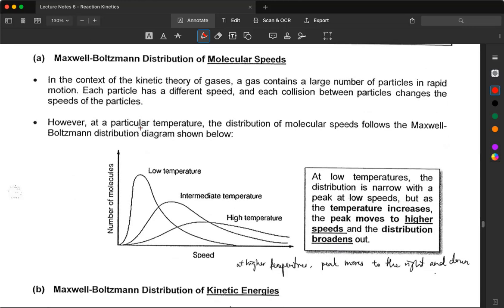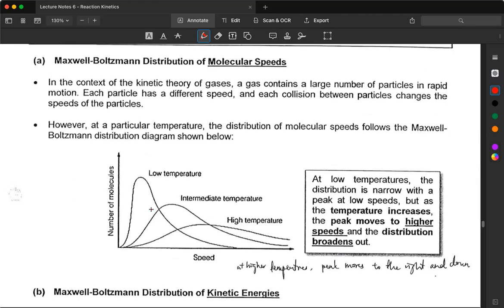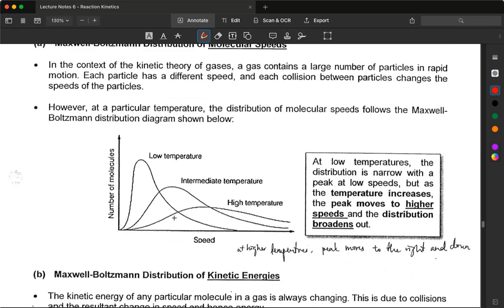So at a particular temperature, the distribution of molecular speed will follow the Maxwell-Boltzmann distribution diagram shown here. So at low temperature, we expect the distribution to be narrow with the peak at low speed. Okay, but as temperature increases, the peak will decrease, and because it's spread out, the distribution broadens out to higher speed.